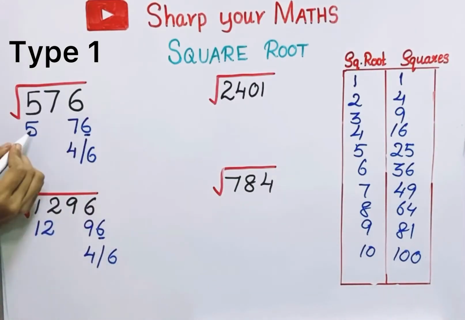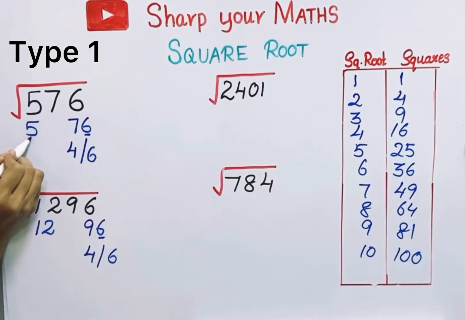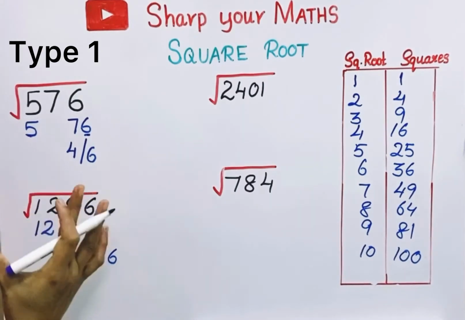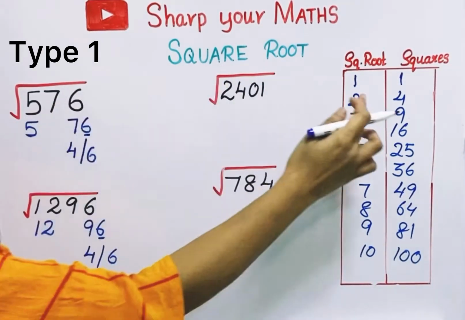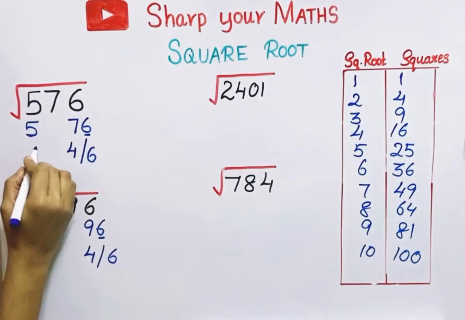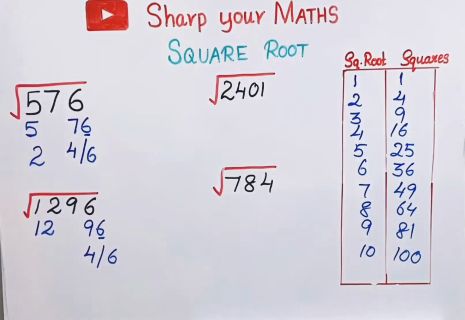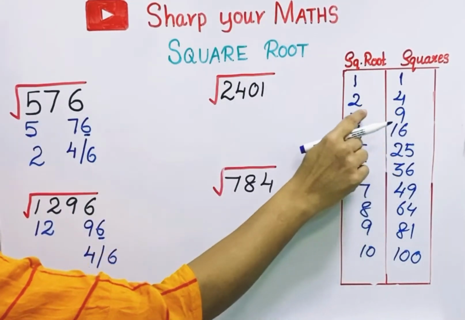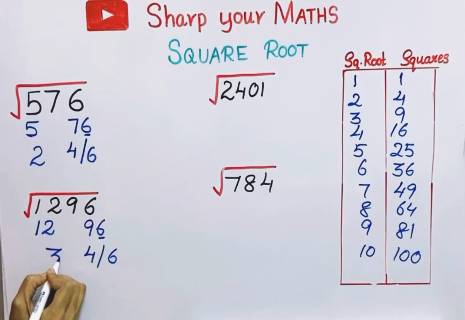Third step, this leftmost group, take the number, this 5. Check, this is close to the square. This number is close to which square? So this 5 is close to 4. Now take its square root and write here. Okay, this leftmost group number 12. This is close to which square? 12 is close to 9. So take its square root, 3.